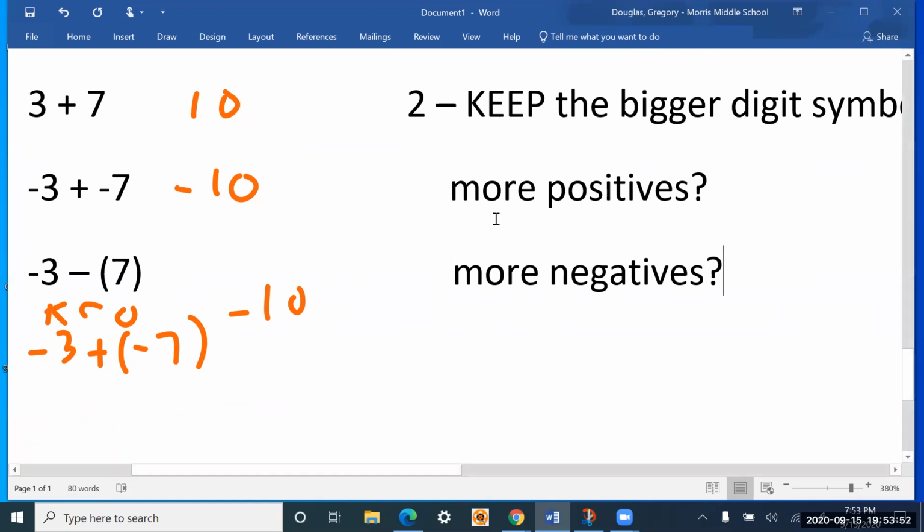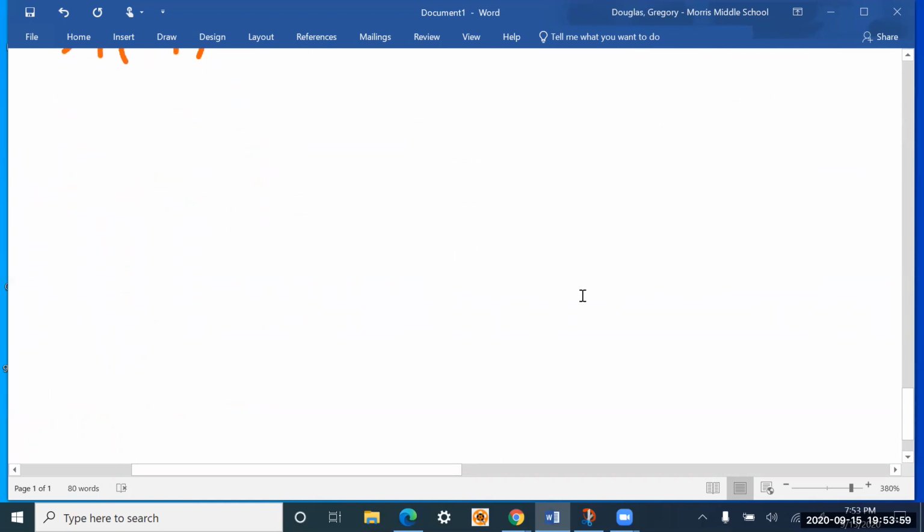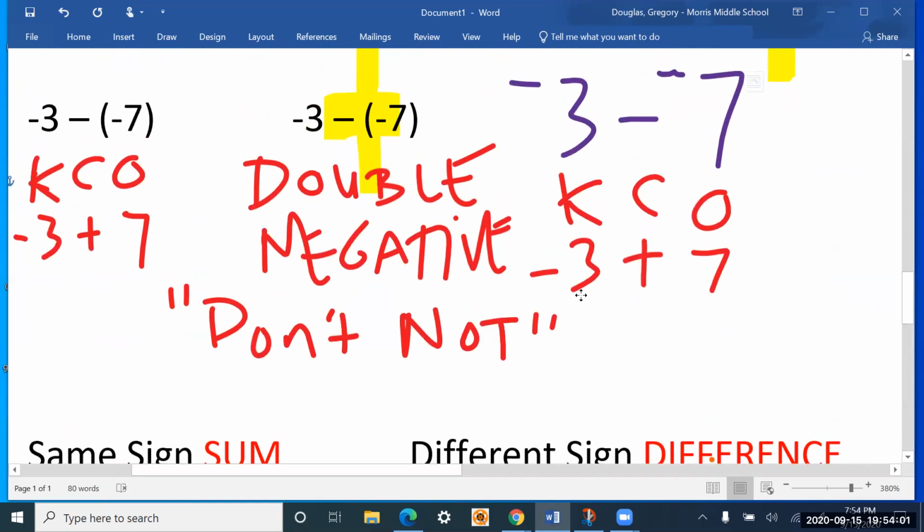If you have $10 and it only costs $7, you know you're going to have a little left over. You're going to have a positive answer. Okay? All right, so that's the whole same sign, different sign, guys. The last thing I want to put on here, we're going to go to the next page.